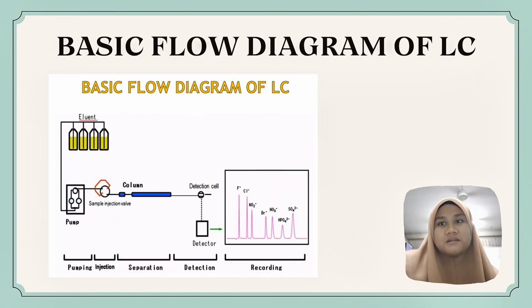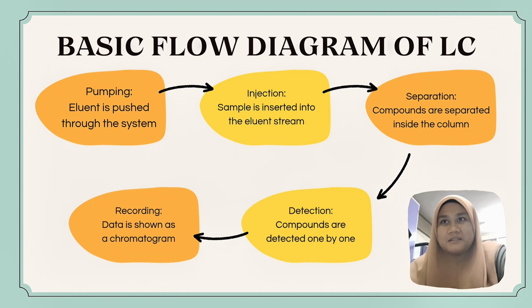So this is the basic flow diagram of LC. The first part is pumping. Diluent is pushed through the system. Next is injection. Sample is inserted into the diluent stream. Then separation. Compounds are separated inside the column. The fourth one is detection. Compounds are detected one by one. And the last part is recording. Data is shown as a chromatogram.